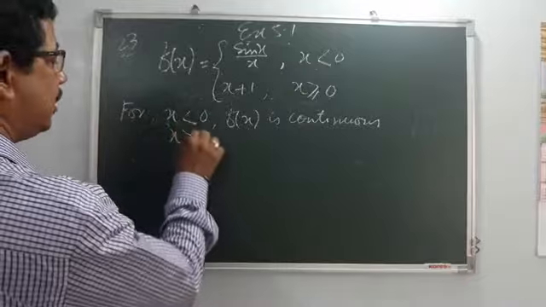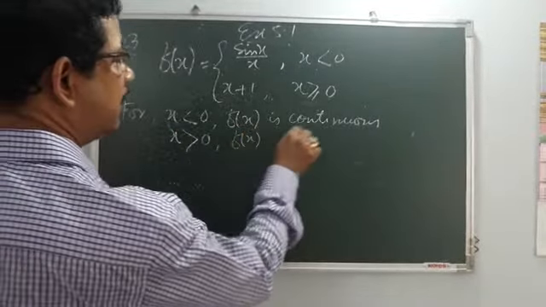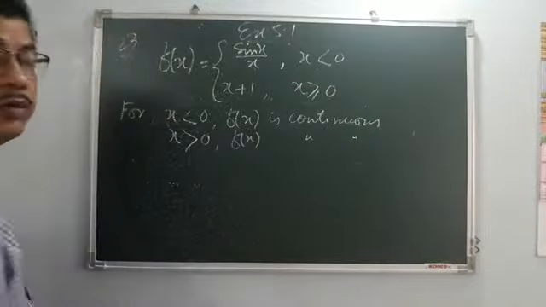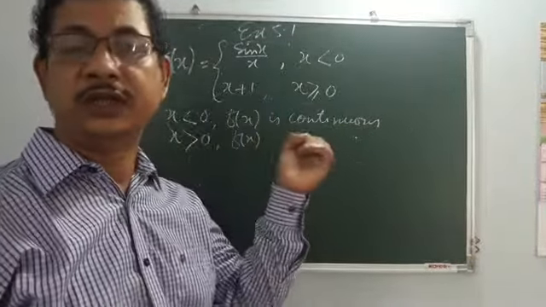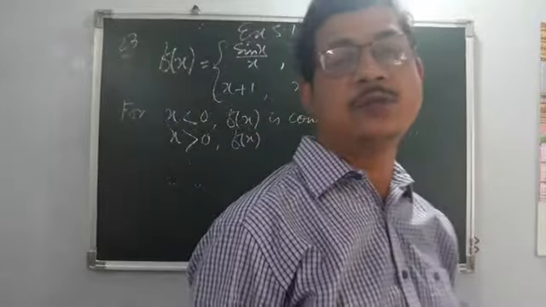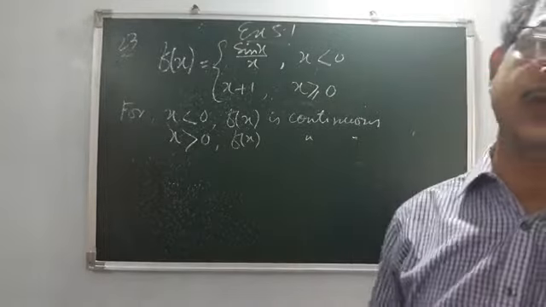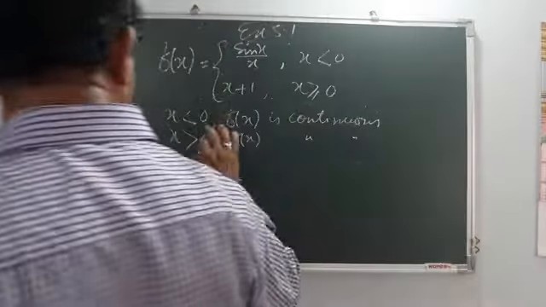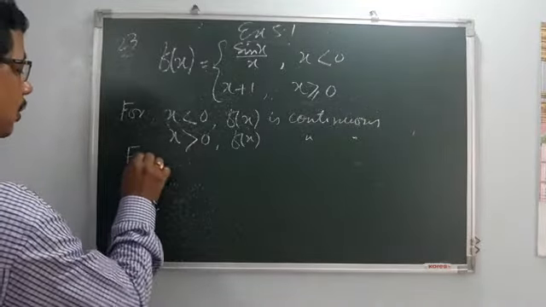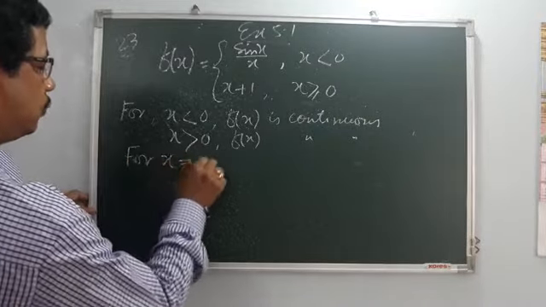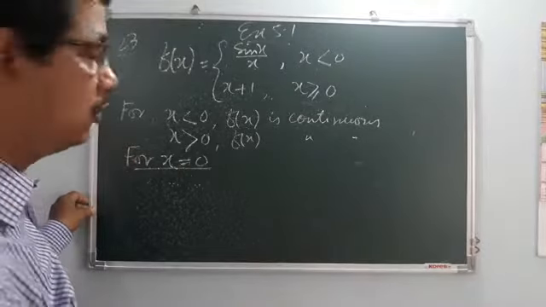For x greater than 0, I have not written equal to, f(x) is again continuous. Why continuous? Because it is a polynomial function. x plus 1 is a polynomial function, so that's why you can say it is continuous. So we have no problem for x less than 0 and x greater than 0. We have a problem only for x equal to 0. So we will check whether our function is continuous at x equal to 0 or not.